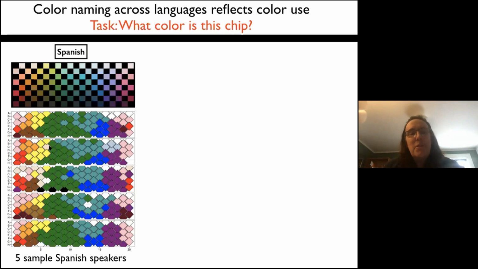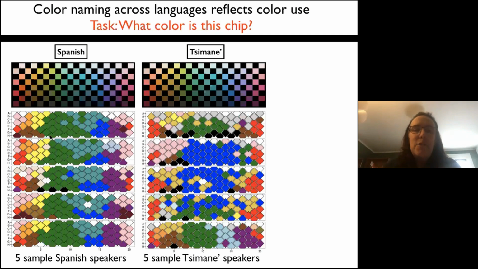Look at Chimani, it's completely different. Individuals agree with themselves. They know what they're doing when they're labeling, but there's big individual variation in how they're labeling the space. They agree on the red, which is a bigger space than in English. They call a lot of the pinky red stuff their term for red. But the stuff in the middle is very variable across speakers.